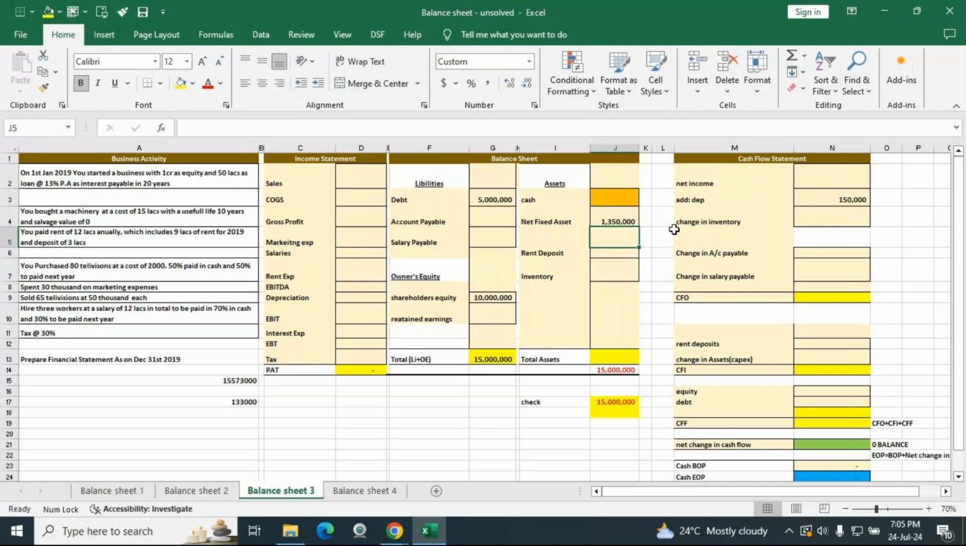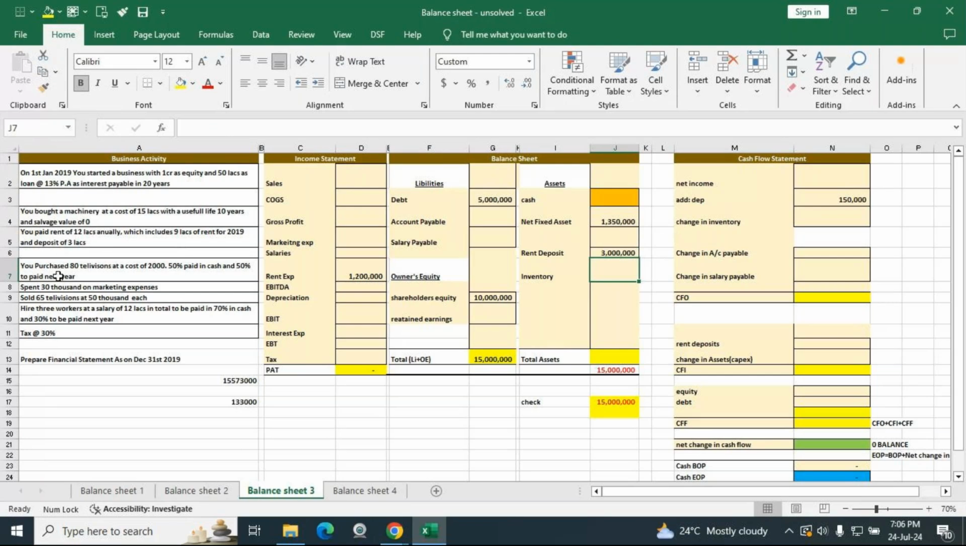Okay. So then you paid rent of rupees 12 lakhs annually. So rent I am paying. So rent expenses, how much they are telling? 12 lakh rupees I am paying it. So here I am going to take the rent expenses as 12 lakh equals 12 lakh rupees, which include 9 lakh for rent and deposit 3 lakh rupees. So rent deposit, how much they are telling? So it is 3 lakh rupees. So rent deposit equals 3 lakh. 3 lakh rupees is the rent deposit. So this one is done.